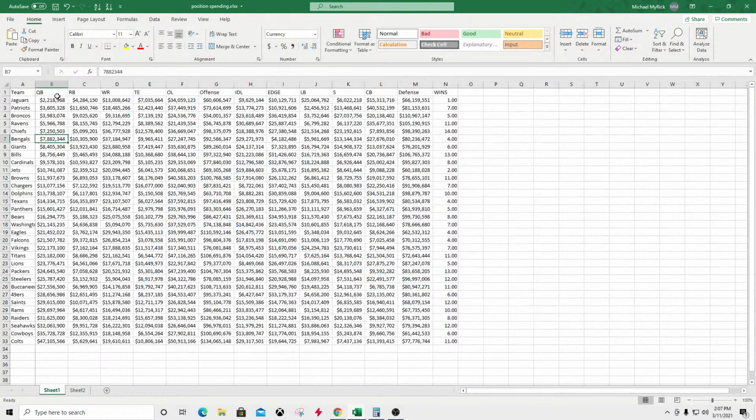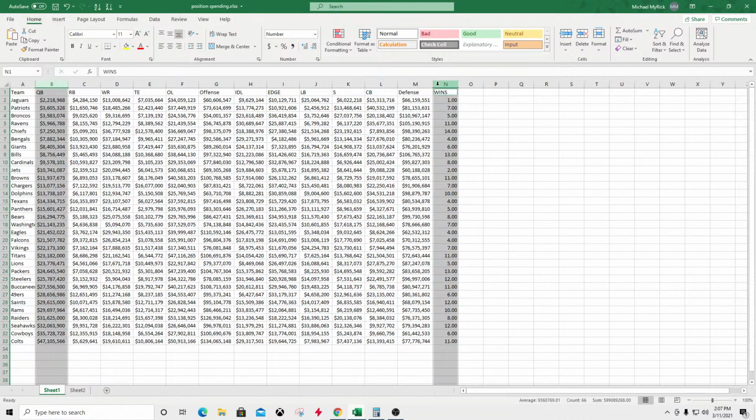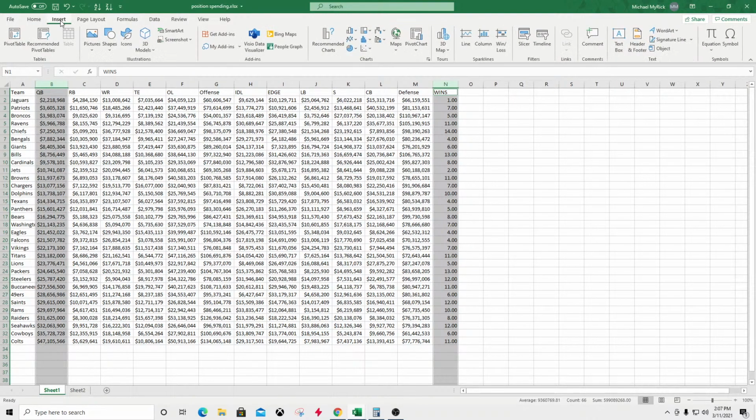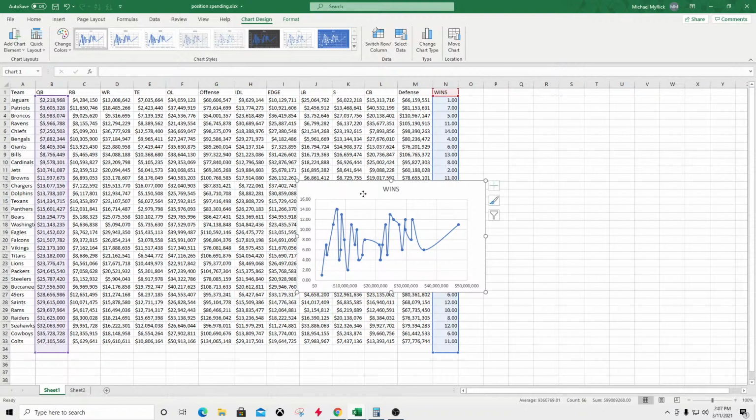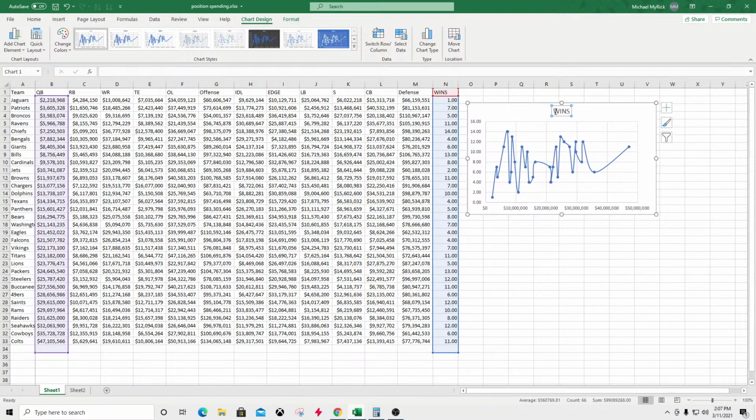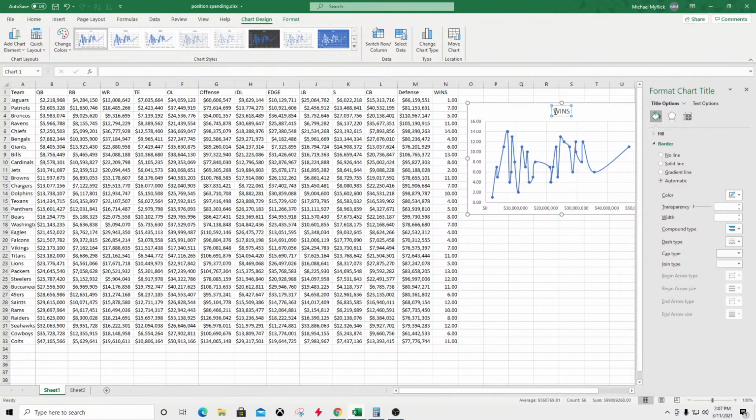So starting with my favorite, the quarterback. If you select your columns and then you hit control and click the wins, what we're going to say now is that spending this much on the quarterback resulted in these wins. And again, it's not perfect. It's not meant to be that way. But let's see what happens. All right, so here's the quarterback. To keep this organized, we might even just say QB wins.